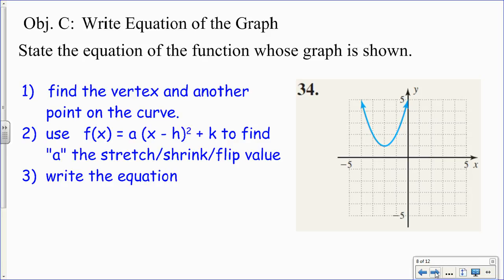Okay, so first of all, I want to find the vertex and another point on the curve. So my vertex here is -2, 1. And then I just want to choose any other point that I can tell where the graph goes through. So, like right here, that's -1, +2. I have to use that extra point to find my A value.